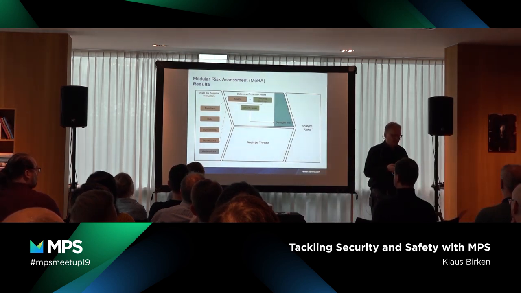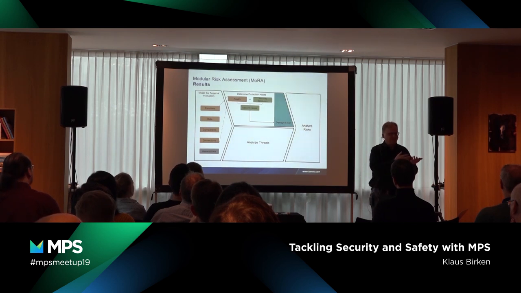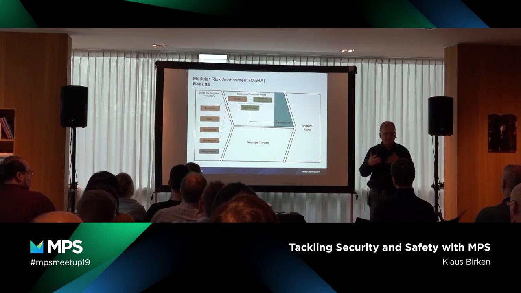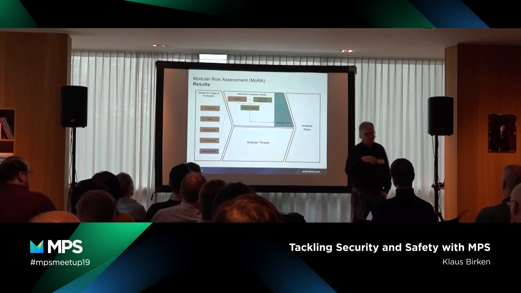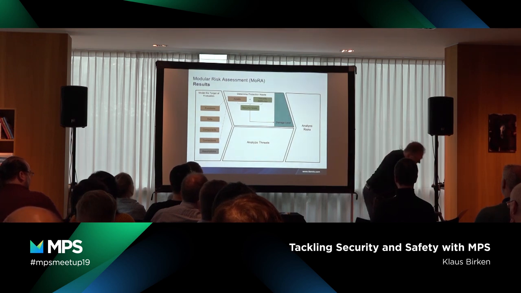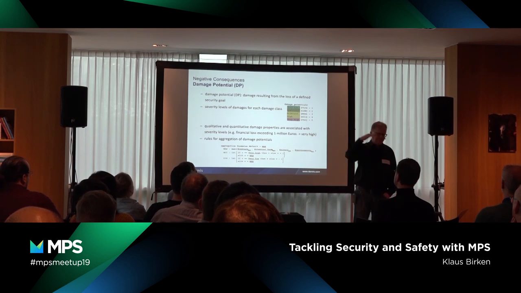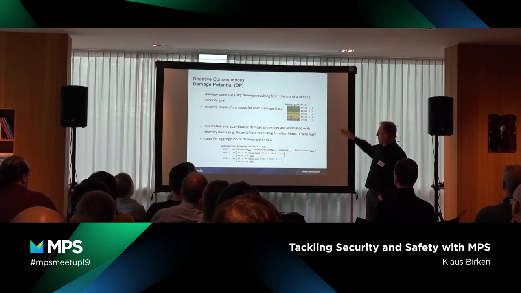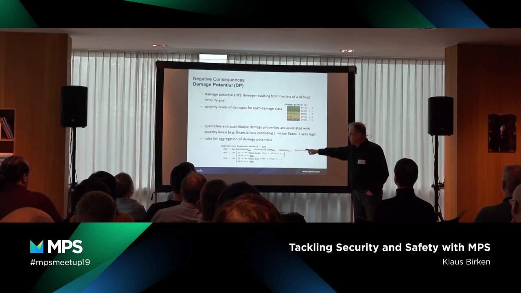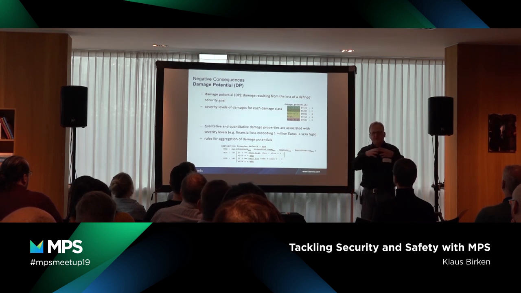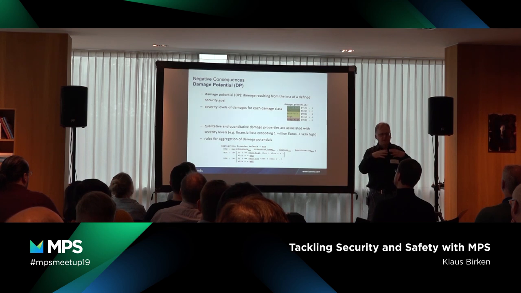And from these security goals, we can also determine the damage level. So what will it be bad if the key store is breached? Or will it be bad if the braking system of the car can be accessed from outside? Quite bad. And this is not only yes or no, but it's also a whole range of damage potentials. And there are also some formulas involved to aggregate these damage potentials along the system.